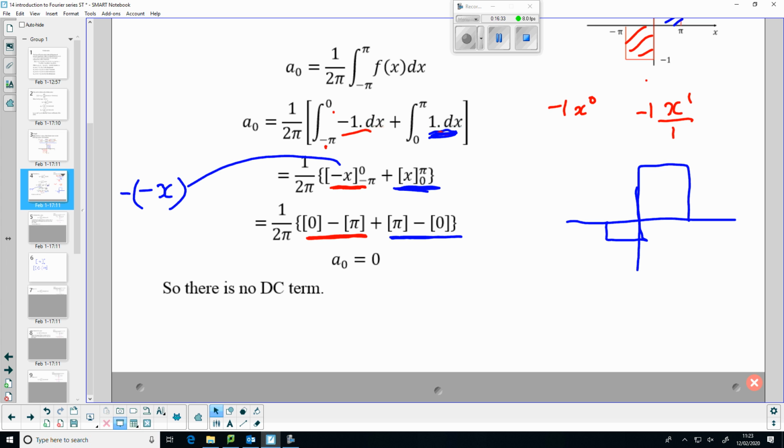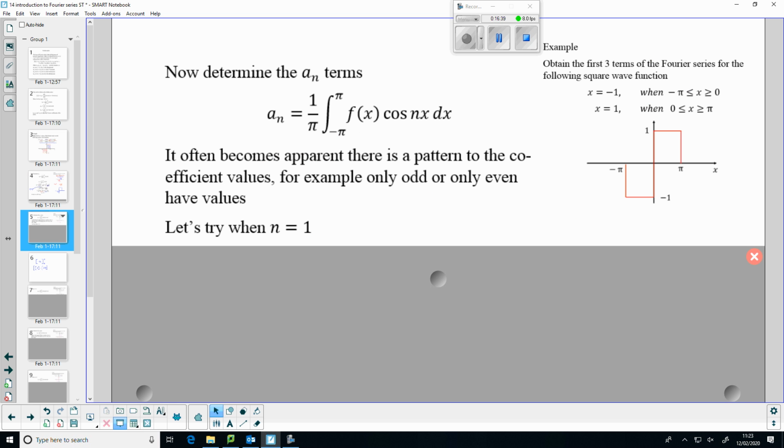So there is no DC term. Now what we do is we take a look at the a to the n terms. So, a_n is 1 over 2 pi of the integral between minus pi and plus pi of the function times cos nx dx. Often it becomes apparent that there's a pattern to the coefficient values, for example, only odd or only even have values. So we'll look out for that.